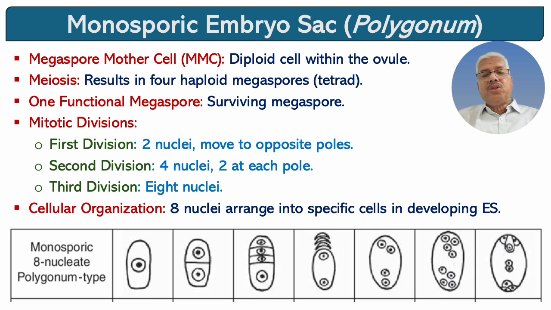The nucleus divides into two, and these two nuclei move to opposite poles of the megaspore. In the second division, each of these nuclei divides again, resulting in four nuclei, two at each pole. In the third division, each of the four nuclei divides once more, producing 8 nuclei. And these 8 nuclei undergo cellular differentiation and arrange themselves into specific cells within the developing embryo sac.